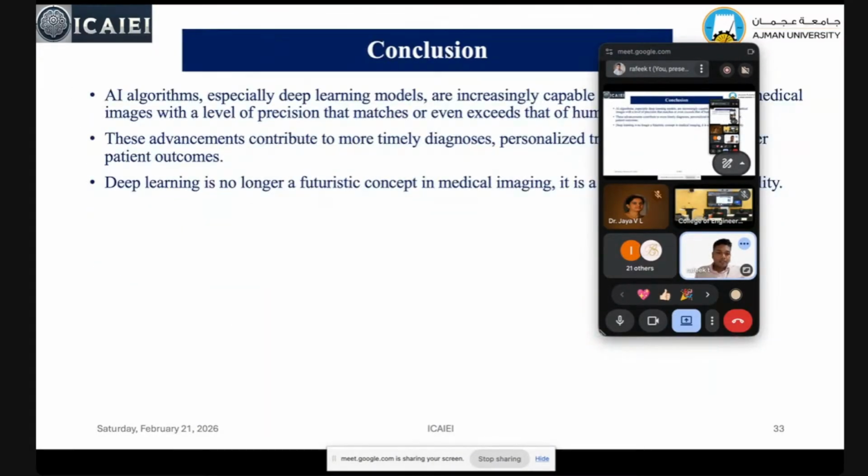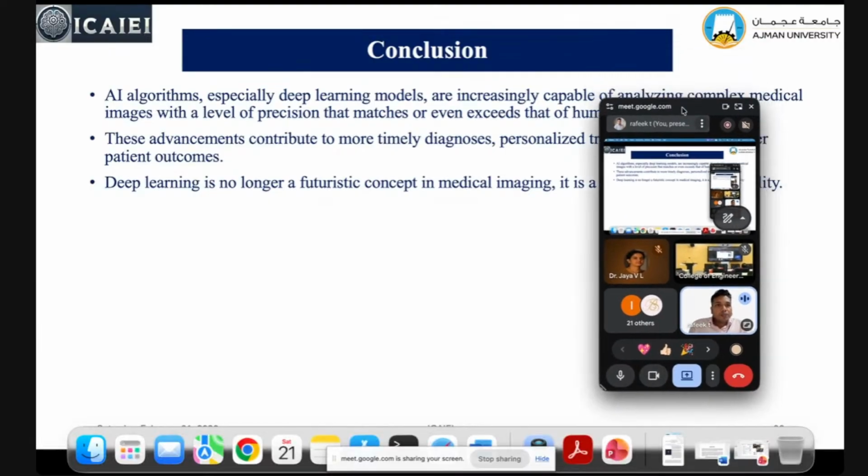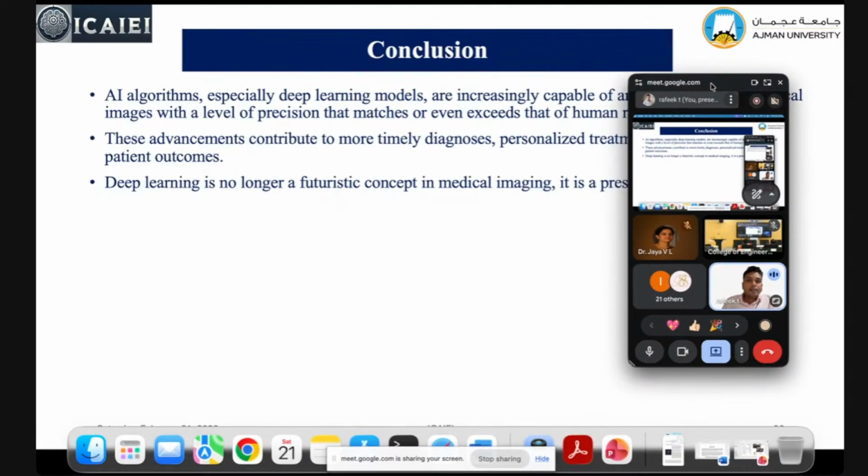Yeah, given the time constraint, let me conclude from this point. What I am trying to say is that deep learning is growing, medical imaging is growing, but it is never going to replace the radiologist. It is definitely helpful for the radiologist in doing their activities. So you should focus in that area, and then it will be helpful for the clinician community for a better diagnosis and better treatment plan.